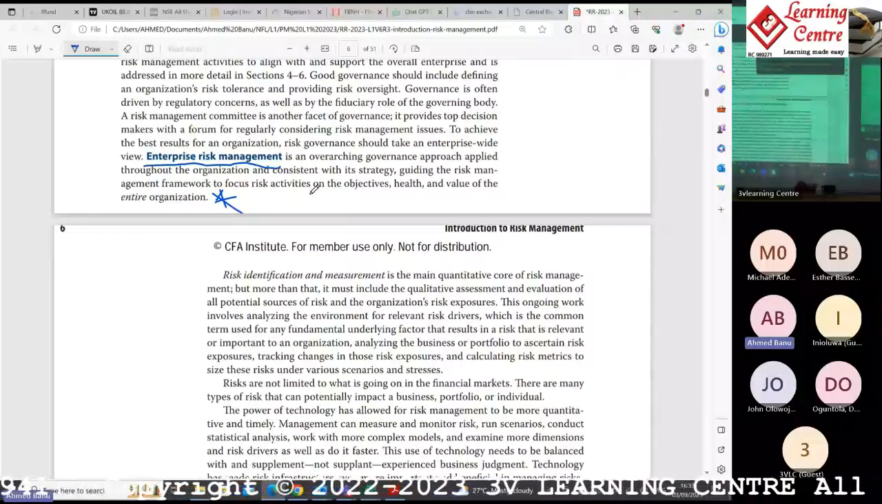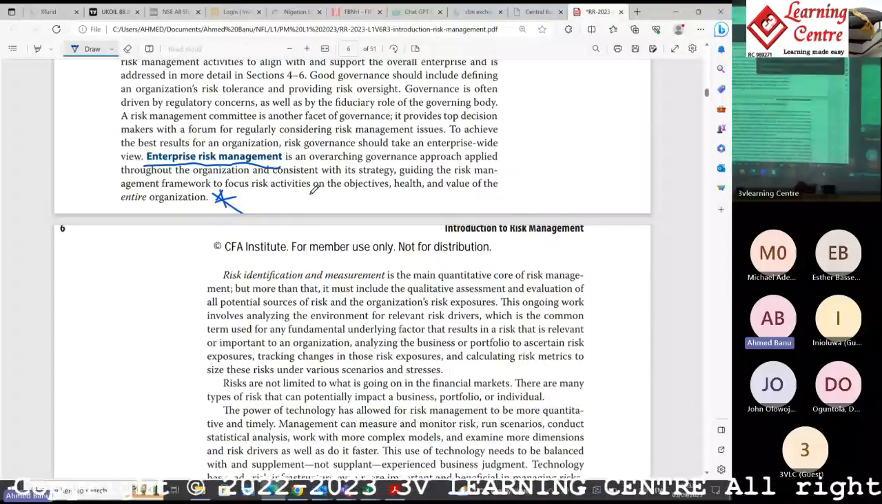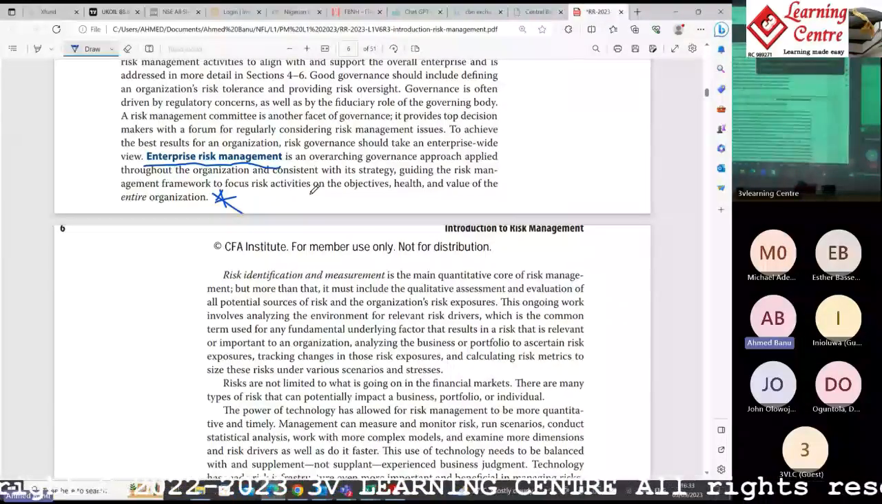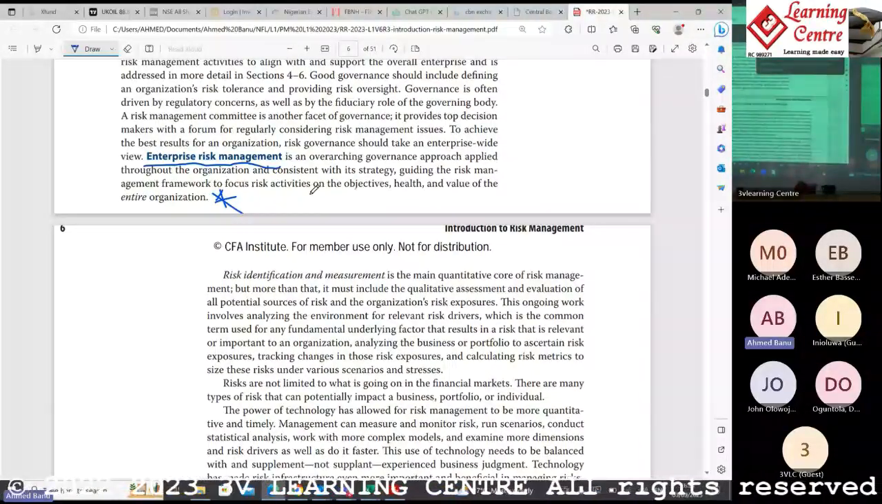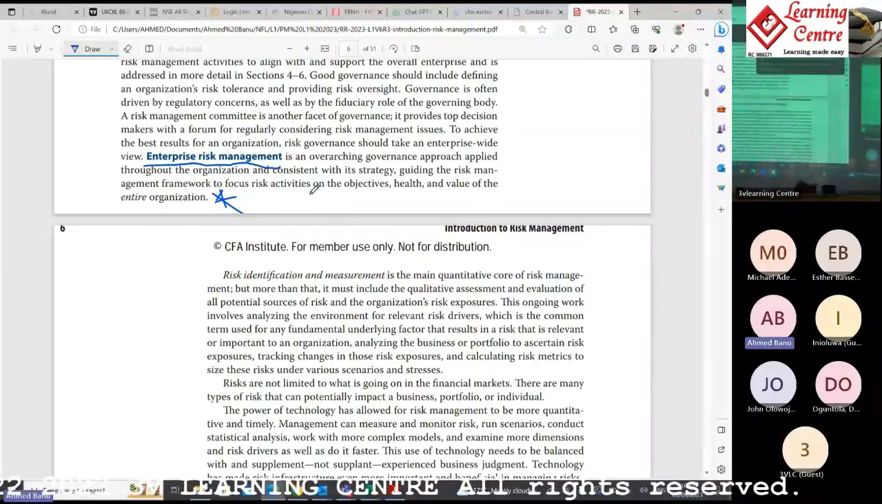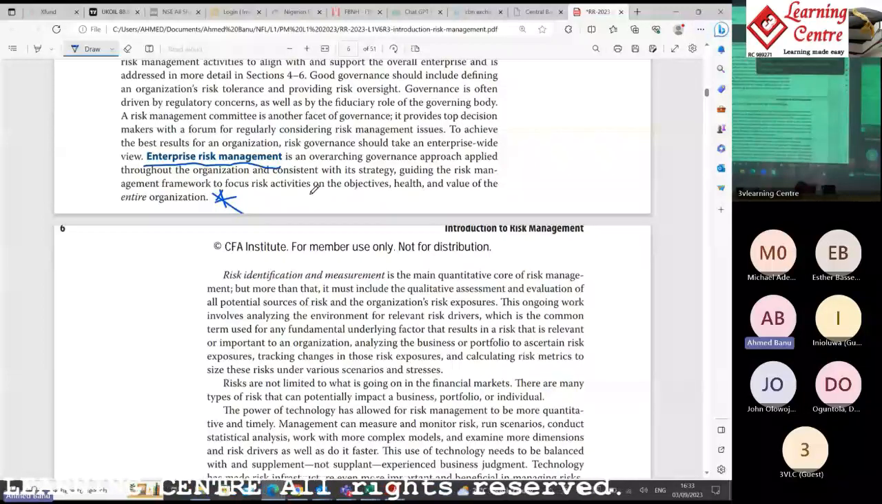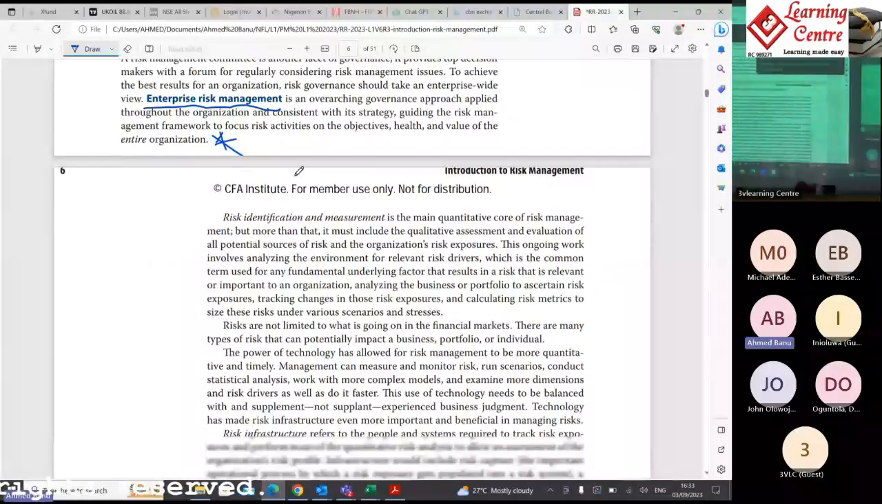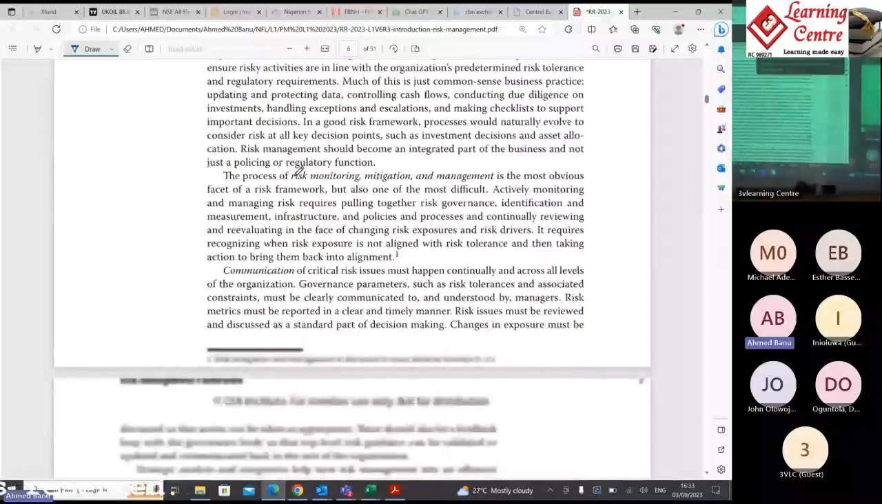Don't do your risk management in buckets. Health and safety, what's your risk? Look at it from a holistic view. What are the risks that this organization as a whole is exposed to? Not department by department. That's what enterprise risk management is about. Okay, so let's move on.